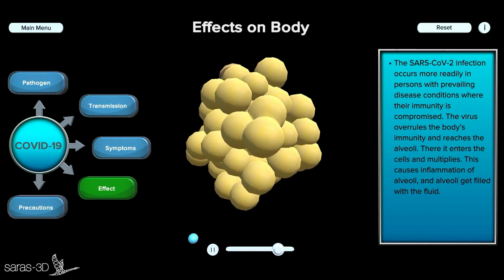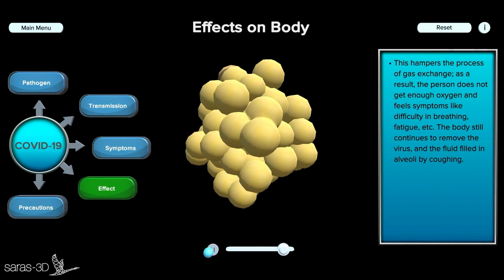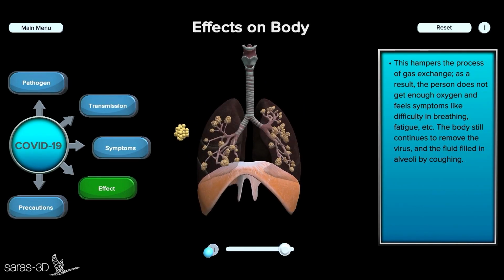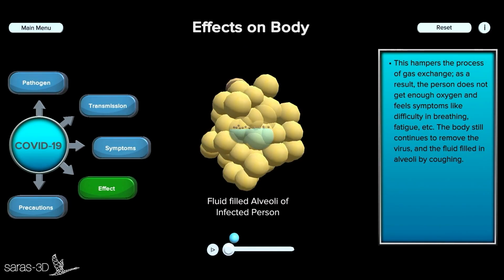While it is multiplying, our immune system also fights back, which is called an immune response, and that causes inflammation, and that leads to the filling of fluid in these air sacs. When fluid fills these air sacs, it hampers the process of gas exchange, and that results in the person not getting enough oxygen, and that leads to symptoms such as difficulty in breathing and fatigue. But the body is still trying to remove this virus by coughing it out.